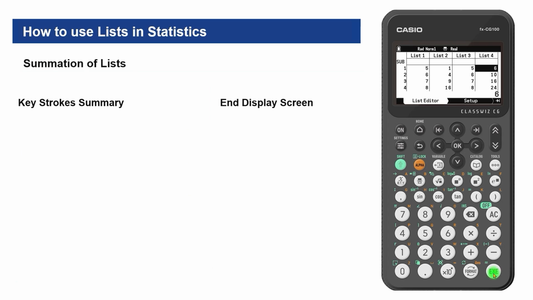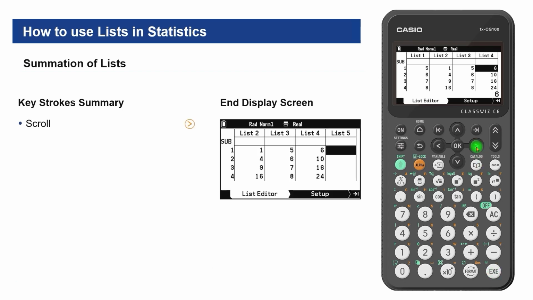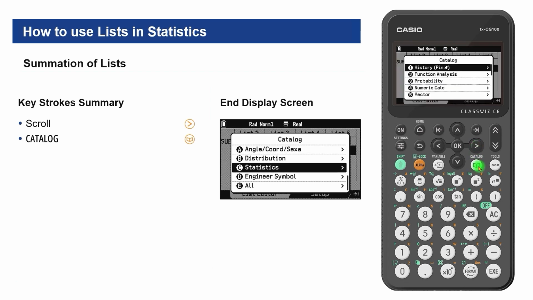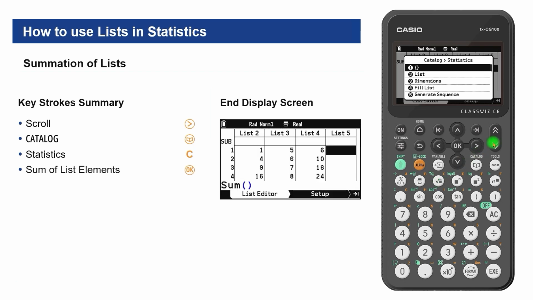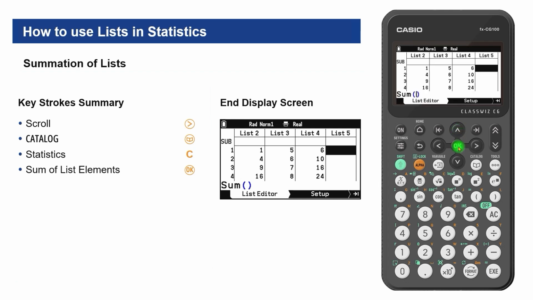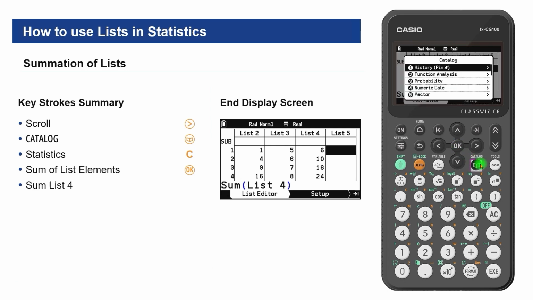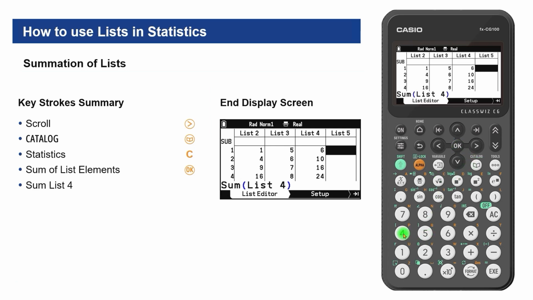Sometimes a total for the entered data may be needed, which may be a problem to add manually for a large list. Scroll to a cell not in the list to be summed. Press Catalog, open Statistics as before, and scroll or use the shortcut to select Sum of List Elements. This opens the Sum template. Enter the list to be summed using the list command. Confirm to show the sum total in the highlighted cell.